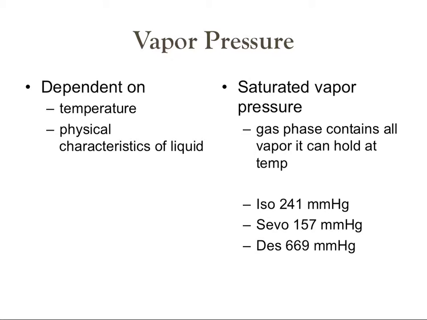When temperature increases, there's an increase of molecules in the vapor phase, leading to an increase in vapor pressure. The saturated vapor pressure occurs when the gas phase contains all the vapor it can hold at a given temperature. These are the saturated vapor pressures for the main volatile agents we use.